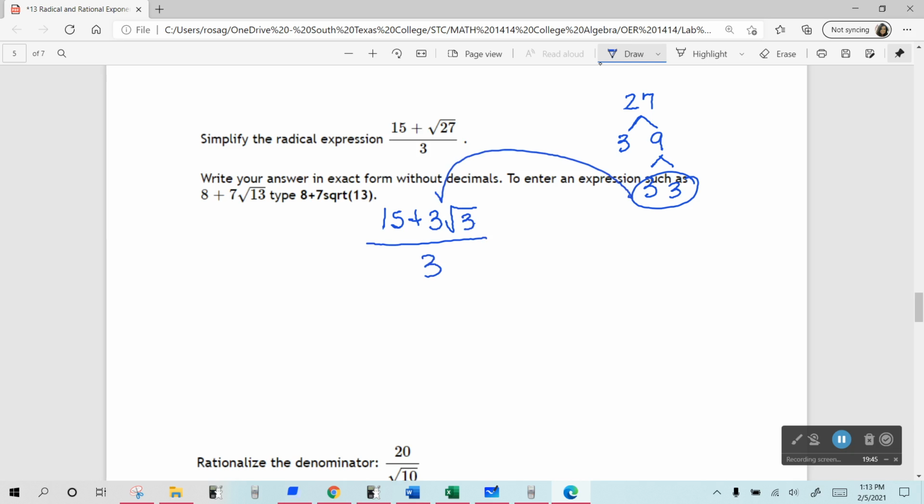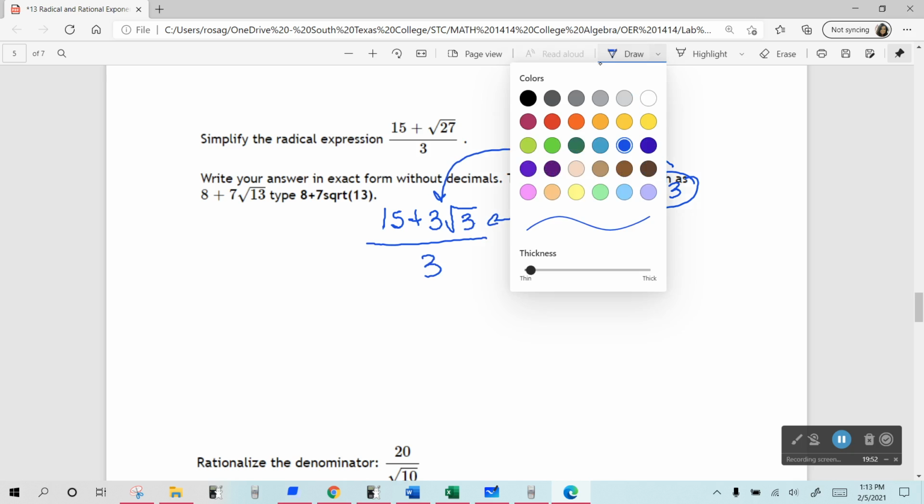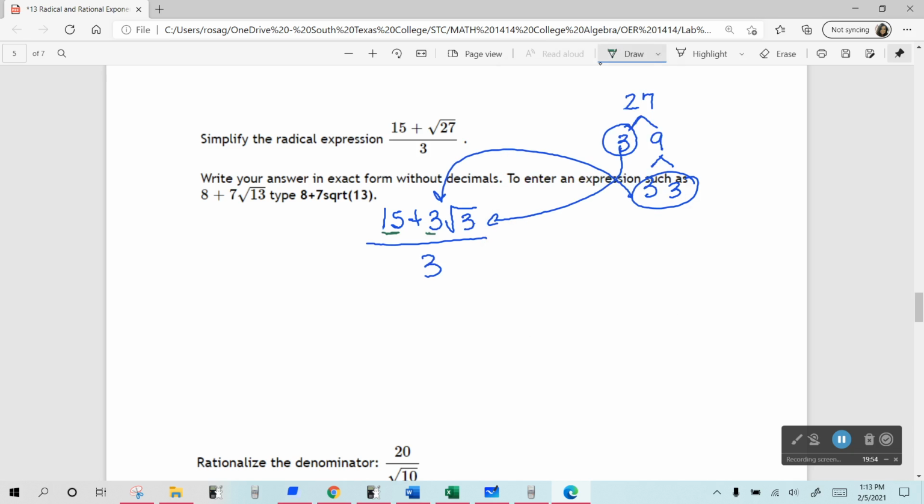This group makes the 3 outside. This one that doesn't have a pair stays inside. Now, you're going to look at all the numbers outside the root and see if there's something you can divide all of them by, which there is. We can divide by 3. So if we divide by 3, you get 1, 1, and 5. So your answer is 5 plus the square root of 3. You don't have to put the ones for these.